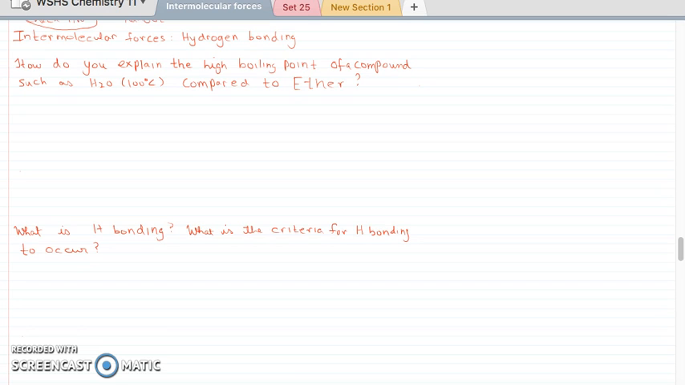Today we learn about the strongest force out there, which is hydrogen bonding. In effect, hydrogen bonding is just the extreme case of dipole-dipole interaction. So the first thing that we could write down is hydrogen bonding is just the extreme case of dipole-dipole interaction.